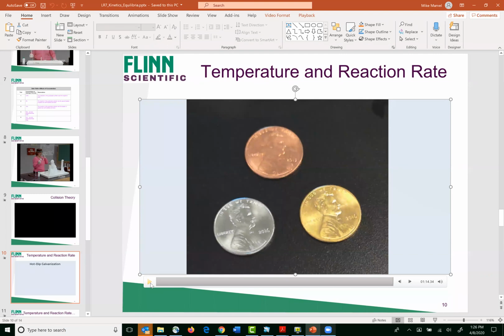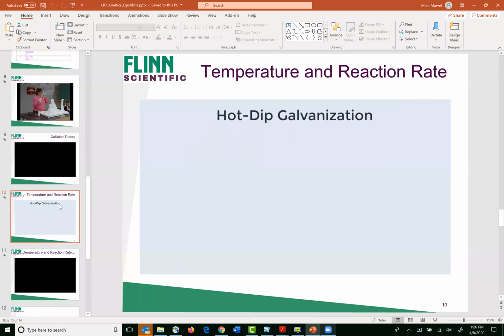Now, eventually the penny would turn to gold without heat, but it would be on a time scale that would be far too long for you to wait. So, another interesting example of kinetics here. With that in mind, I want to go back and ask another question about temperature and reaction rate.